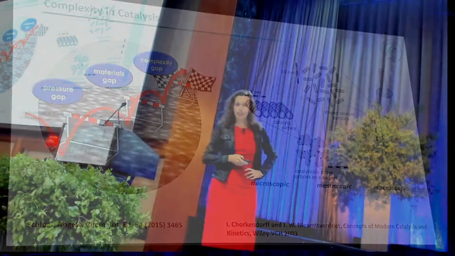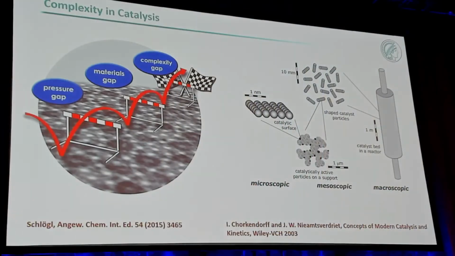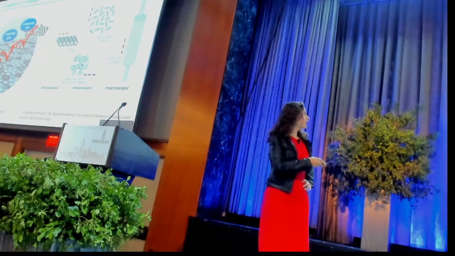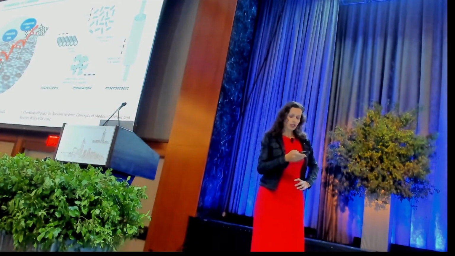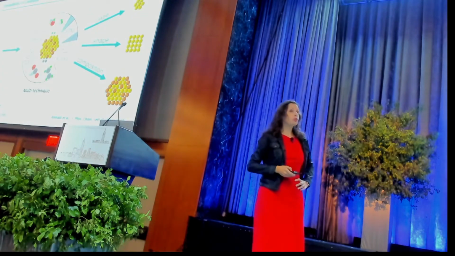If you are working in catalysis and you are a student or a postdoc, you have seen this many times. There is a pressure gap to bridge, there is a materials gap, and there is a complexity gap. The difficulty of the field of catalysis is that in order to really comprehend what is happening in your system, you need to be able to look at your material in many different length scales. This goes from the atomic scale to the meso scale. And how do we do this?